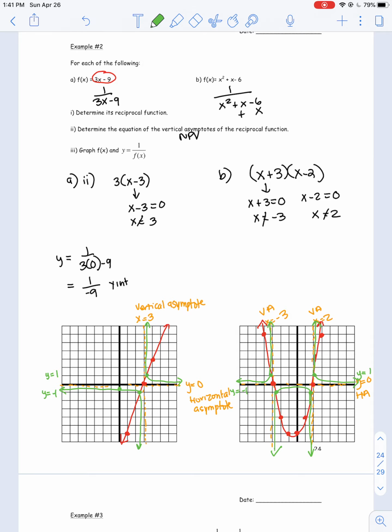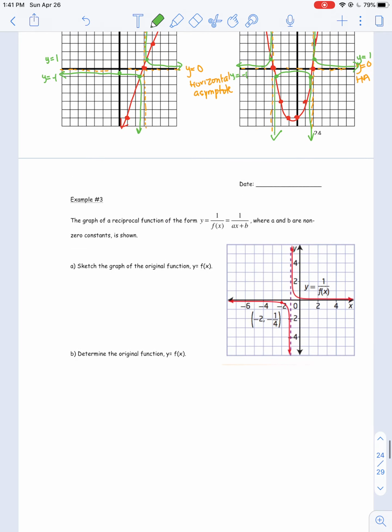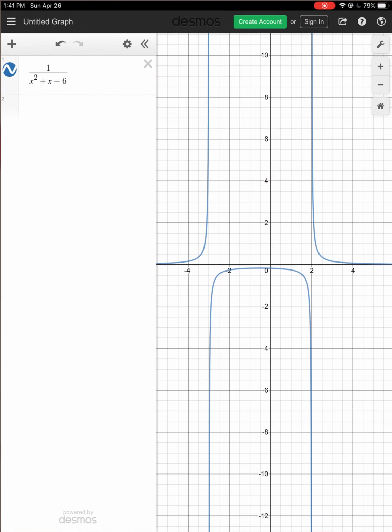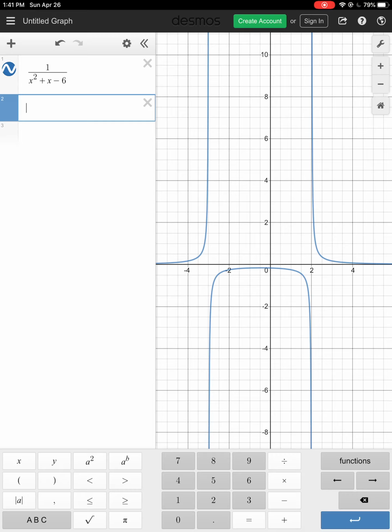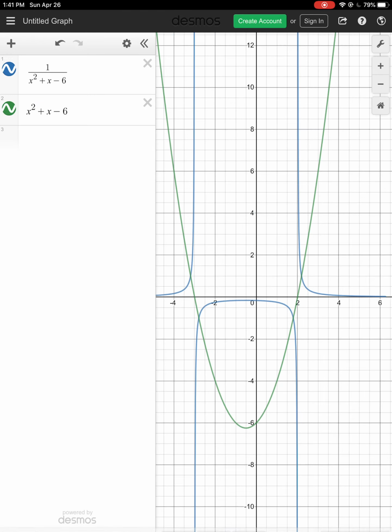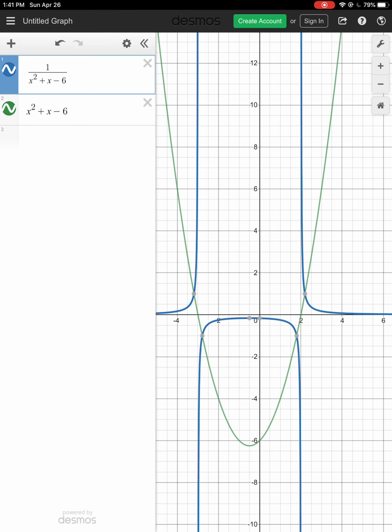Okay, so now that we've graphed the original and the reciprocal, and we've stated the vertical asymptotes, one more thing I want to add is how to find the exact points of your invariant points. If I actually graph the original one without the reciprocal, so if I just graph x squared plus x minus 6, this is the original and this is the reciprocal.